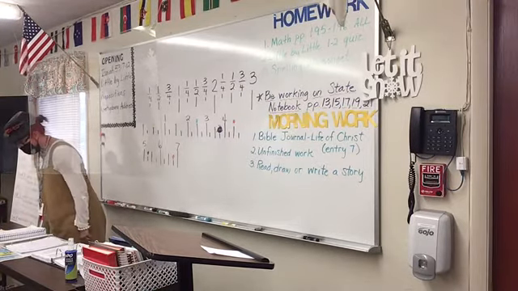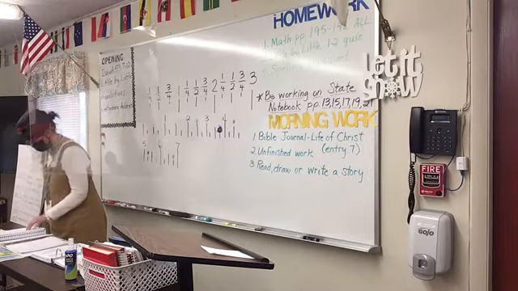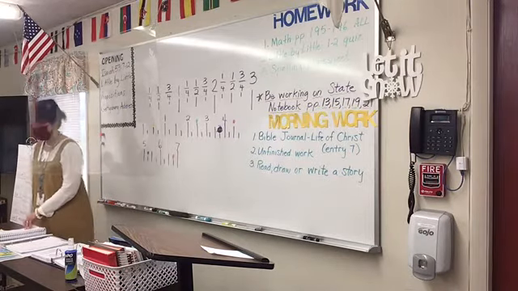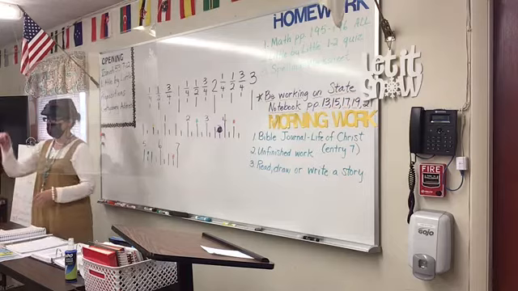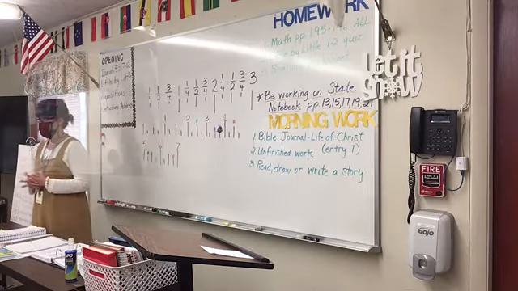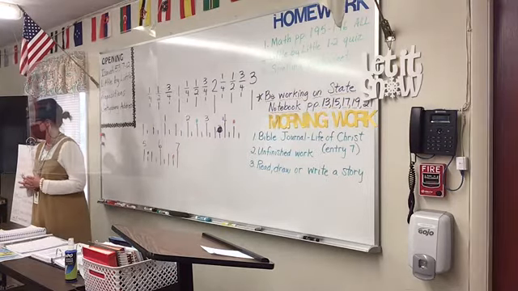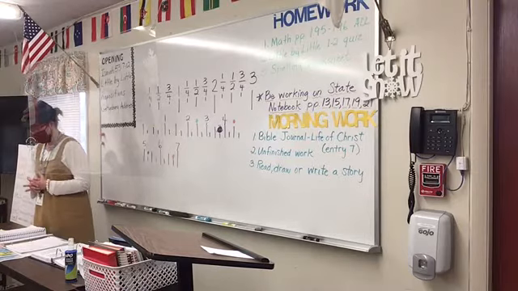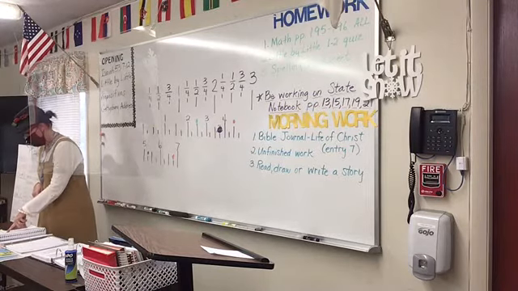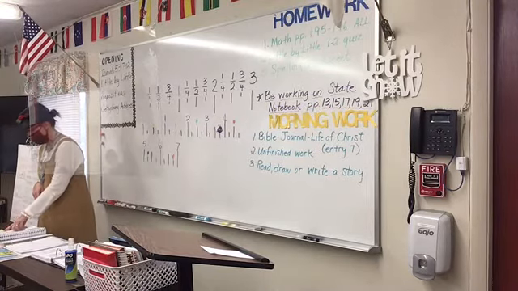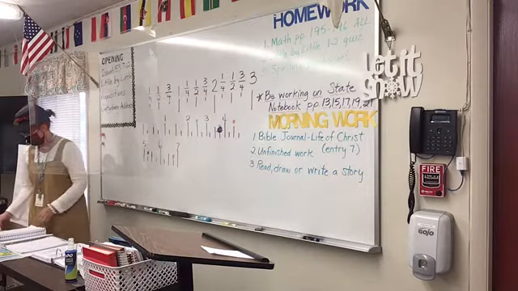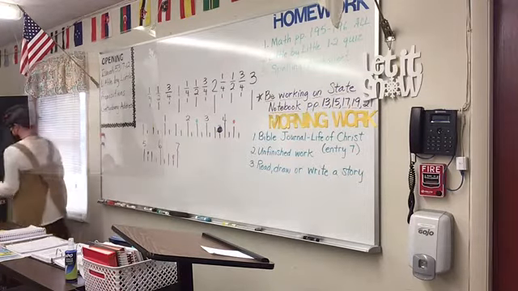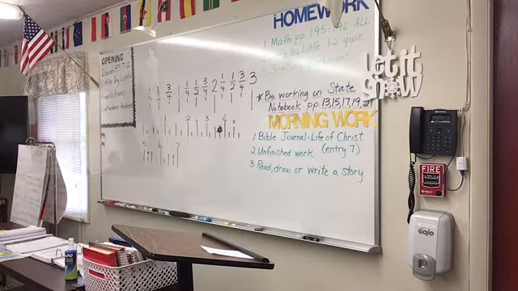Write the measurement in inches for each side. So you have a triangle. You're going to measure each length of each side and write the length of it on the line. So you have a long side, a short side, and a medium side. Good job.